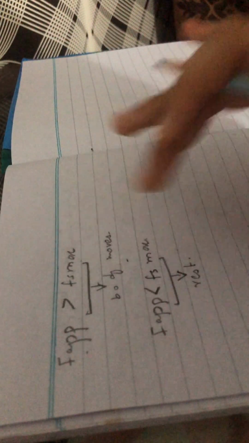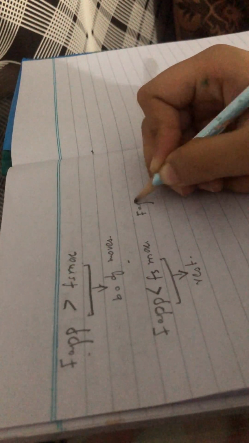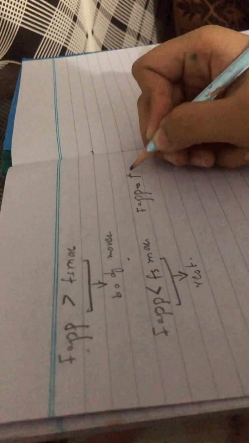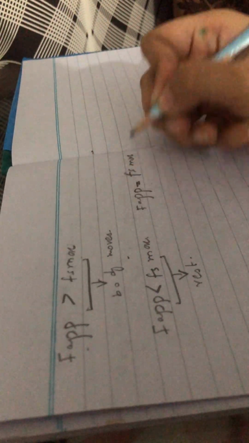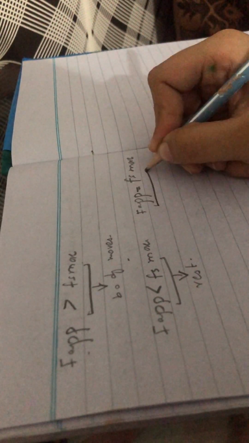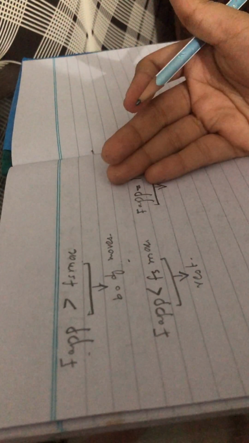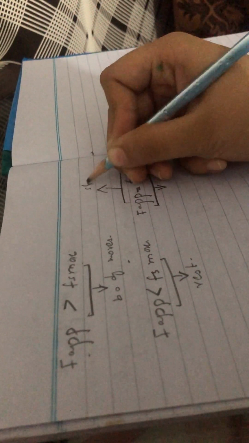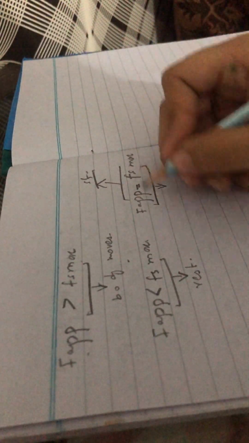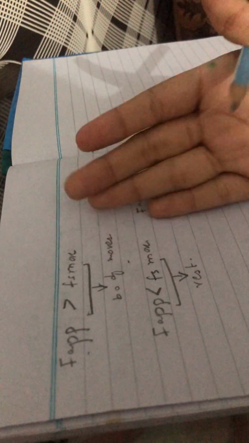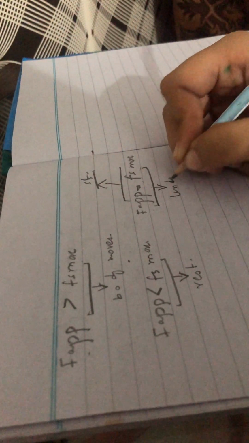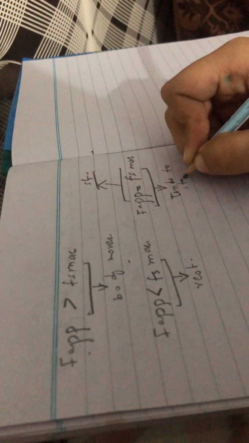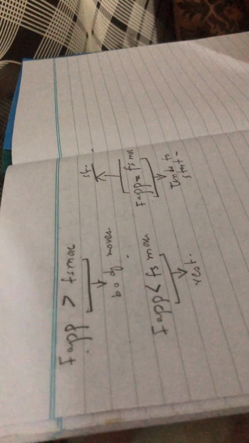Now what if both are equal? If the applied force and the maximum static friction are equal, the body is just about to start moving; it tends to start. That is called limiting static friction, when the body tends to start.